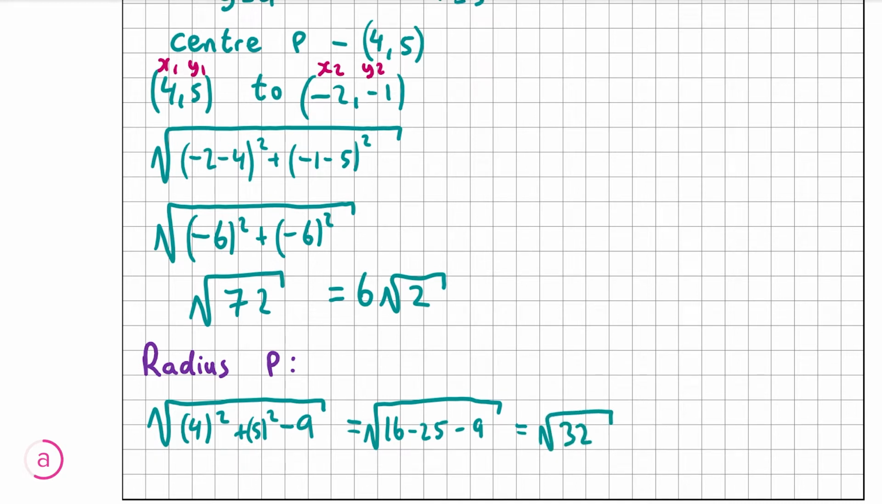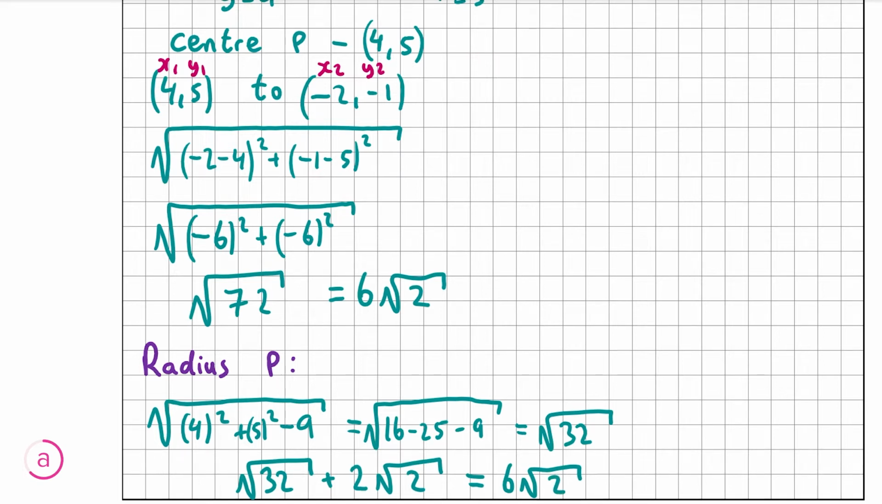So that's the radius of P, but remember, we have to work out the radius of P plus the radius of Q, so that's going to be square root of 32 plus 2 square root of 2, which we're given at the start of the question, and this will give us 6 square root of 2.